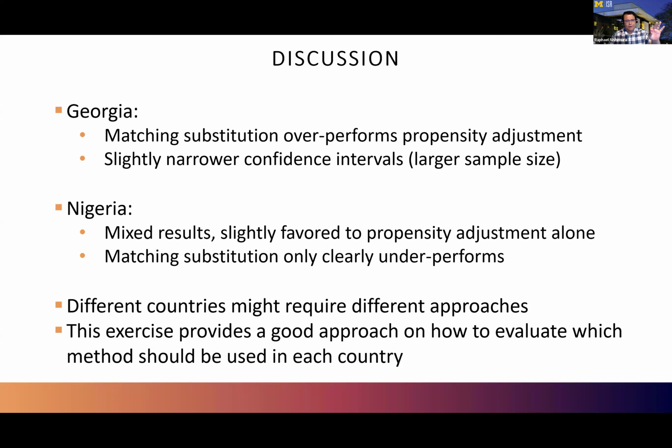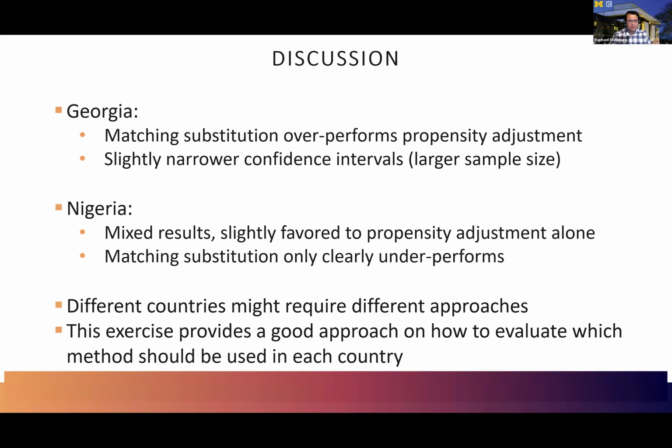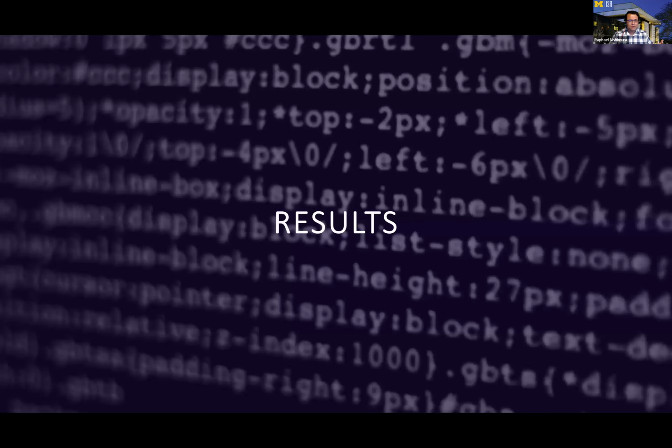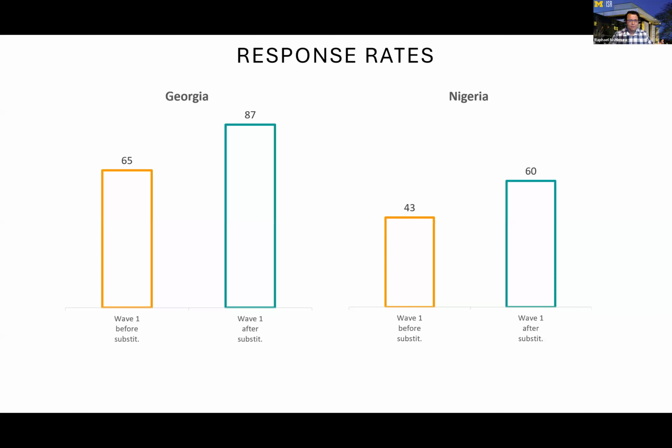Now, particularly here for Georgia and Nigeria, another element is how successful we were in finding responding matching substitutes, and also in the response rates after that. As you may have seen on the slide that Tatjana showed, with the response rates after substitution, even after substitution in Nigeria we had a considerably lower response rate compared to Georgia. Substitution helped a lot in both, but in Nigeria we still had a lot of non-response that in Georgia we didn't quite have.